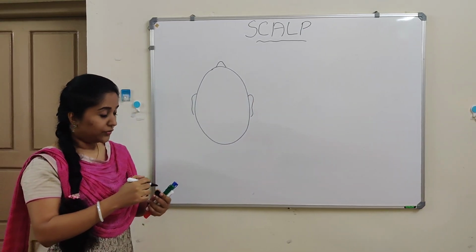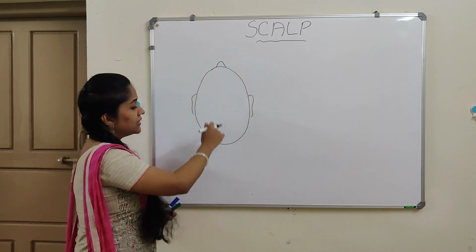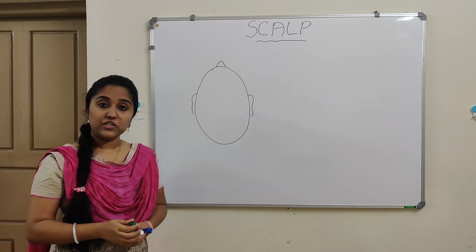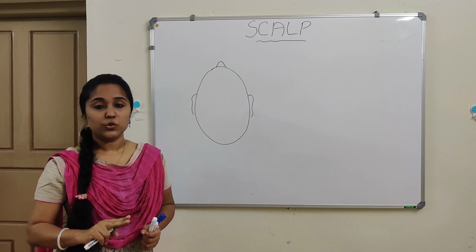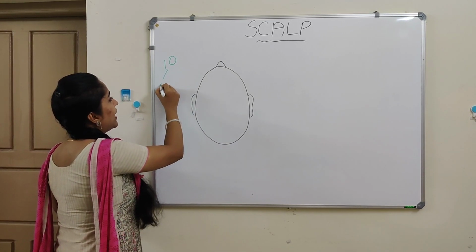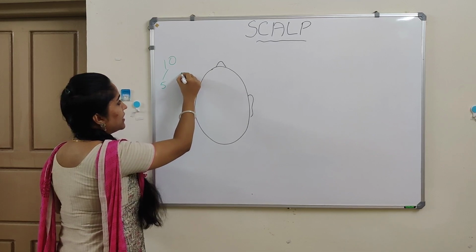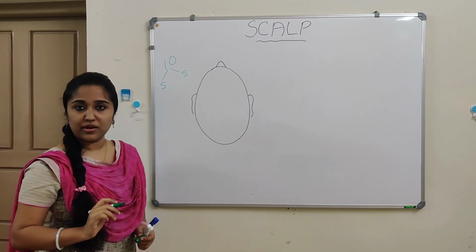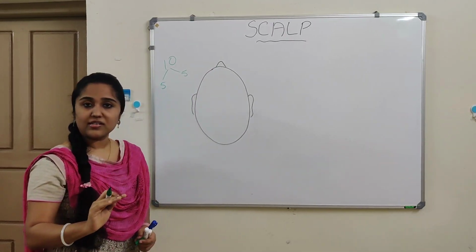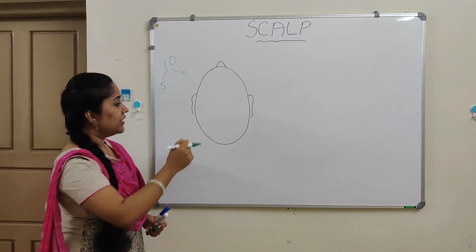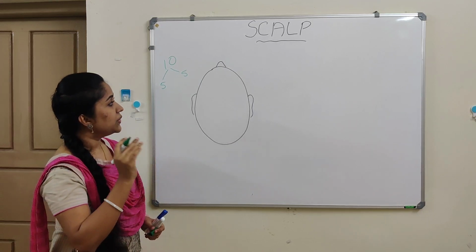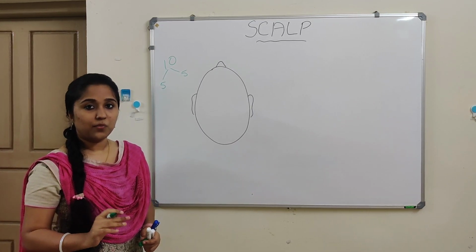So this is the view from above, and this is the anterior part and this is the posterior part. There are 10 nerves which supply the scalp, out of which 8 are sensory nerves and 2 are motor nerves. Out of these 10, 5 are in the pre-auricular compartment and 5 in the post-auricular compartment. Out of the 5 in the pre-auricular compartment, 4 are sensory, 1 is motor. Similarly, out of the 5 in the post-auricular compartment, 4 are sensory and 1 is motor. So we will see which are all the sensory nerves and the motor nerves.